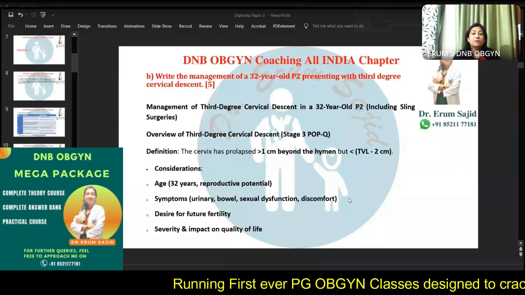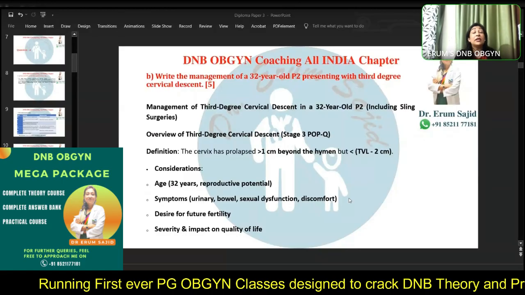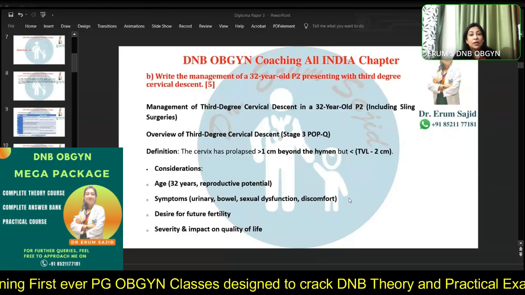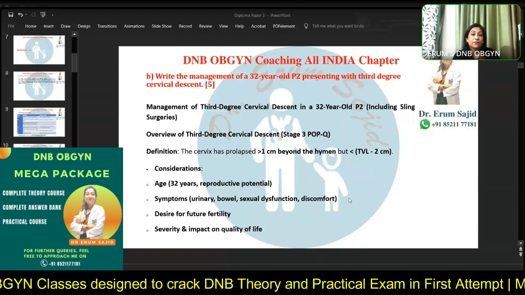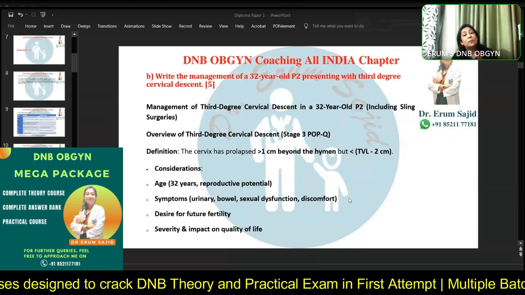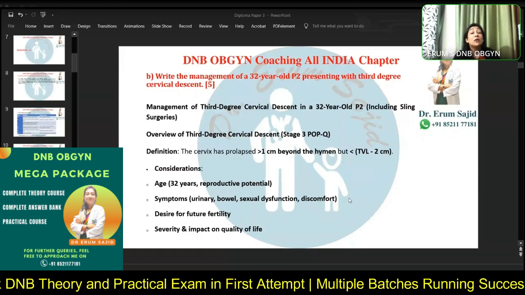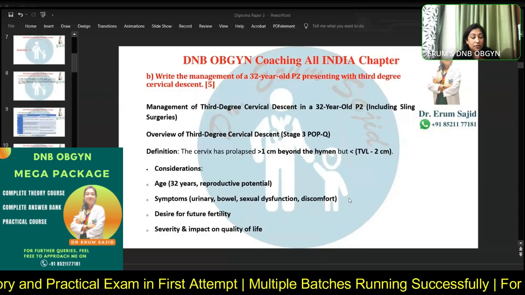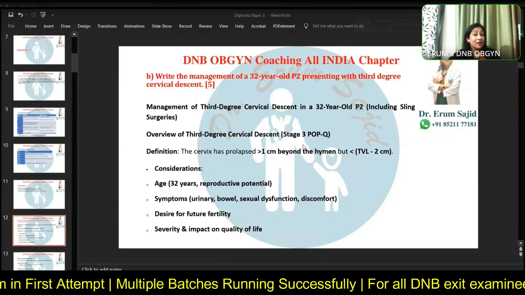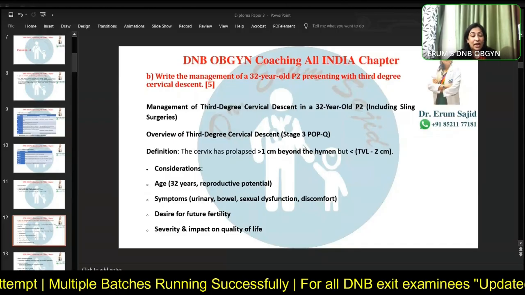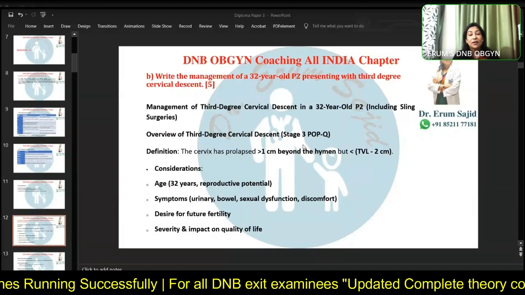Of course, it depends on a lot of things like reproductive potential, fertility desire. But I told you the extent of cervical descent is just stage 3, just more than 1 centimeter beyond the hymen. And of course, what are her wishes? What does she want? So once you're done, guys, then I'll give you the answer. And it has a lot of options. So who wants to be the gold medalist in class tonight?